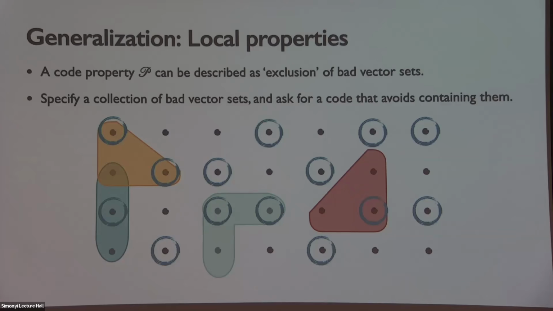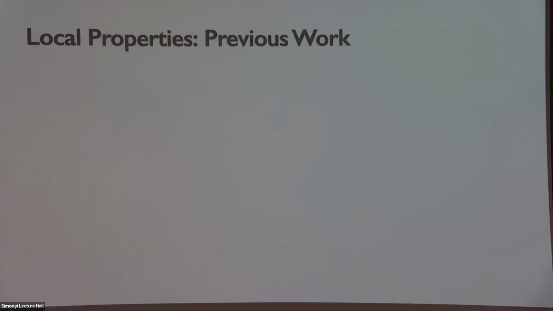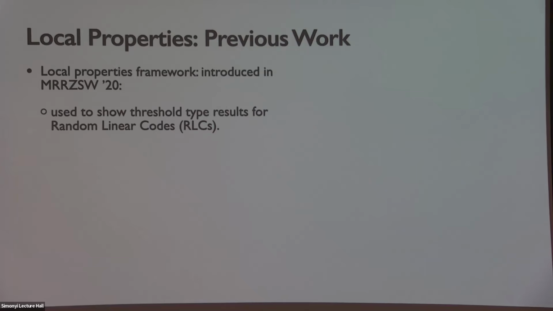Okay. So let me move on to previous work on local properties that has been done. This kind of viewpoint for codes originated with this work by Mosheiff, Resch, Ron-Zewi, Saraf and Wootters. They showed a threshold type result for random linear codes. So what does this mean?